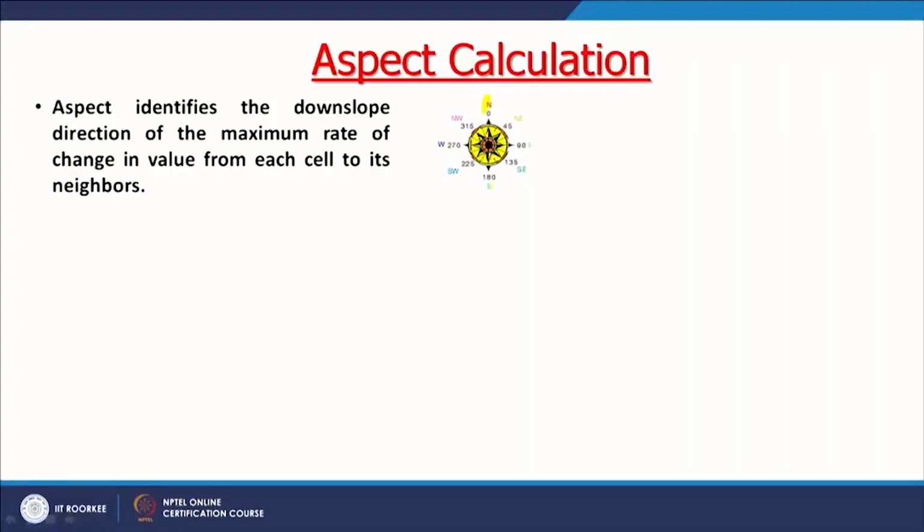Before that we have also discussed about these directions. Because the generally slopes are created for 8 directions, and so both are Cartesian direction and ordinal directions, both are included. So, you are having north direction, you are having south direction, then you are having east, west, and then you are having ordinal direction northeast, southeast, southwest and northwest. So, 8 directions. So, that is why basically aspect identifies the downslope direction of the maximum rate of change in value from each cell to its neighbors.